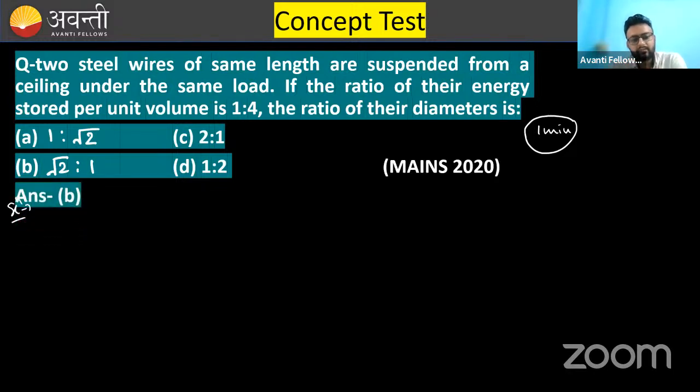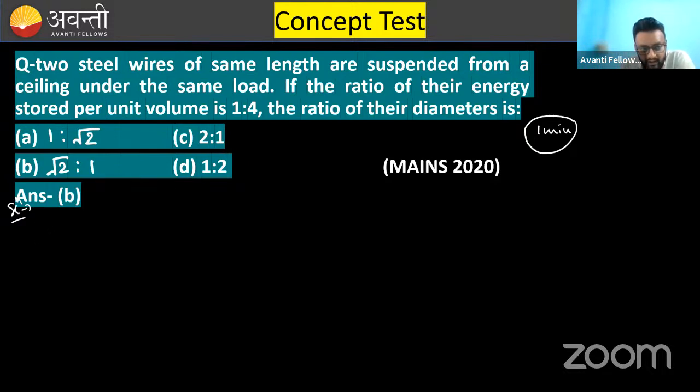Have a look at the answer. Answer is B. B is what? Root 2 is to 1. So now solve it out. There are various formulas for the energy stored in the wire. You can use either of them, but you need to pick in a smart way. Which formula is going to be used?